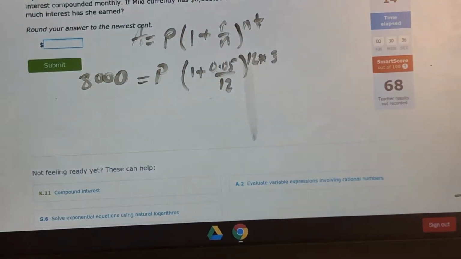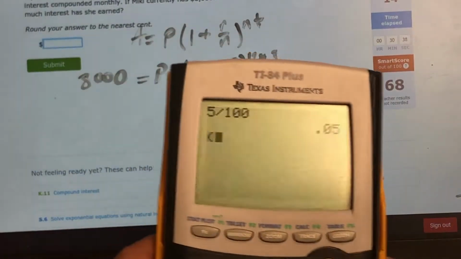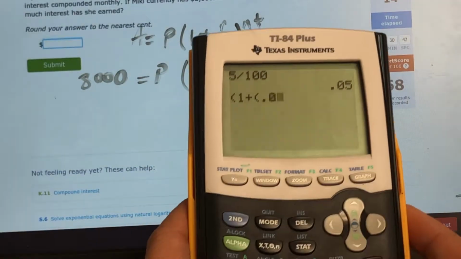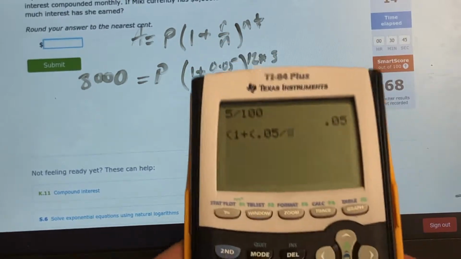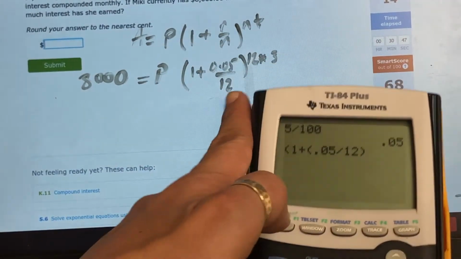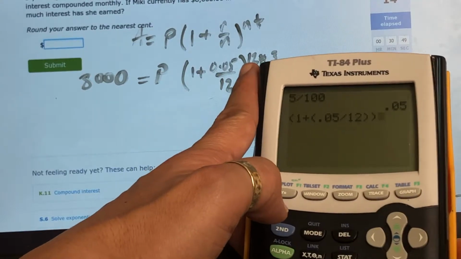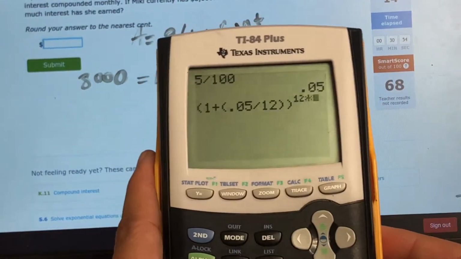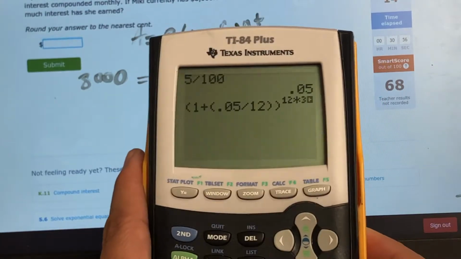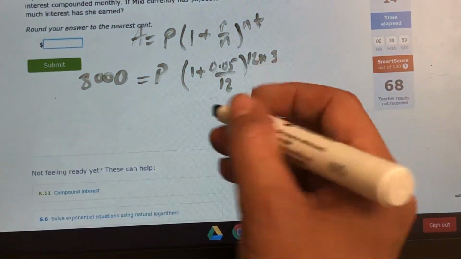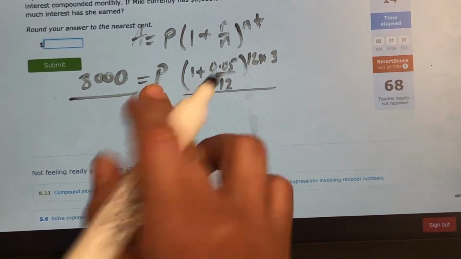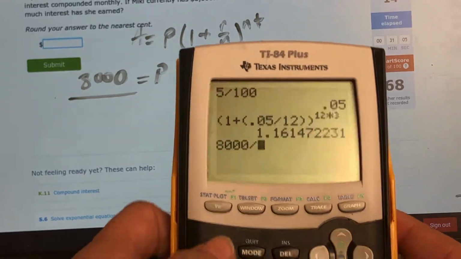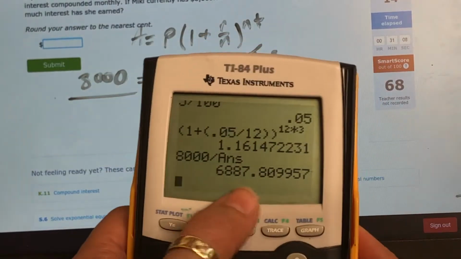Okay, so put this second part in the calculator, open parentheses, 1 plus, open parentheses for the fraction, 0.05 divided by 12, close the fraction, then close the original, raised to the power of 12 times 3. Why did I do divide? You're watching me make all these mistakes. 12 times 3, press enter. Then divide both sides by that to get P by itself, so that goes away. So 8,000 divided by my answer is that.